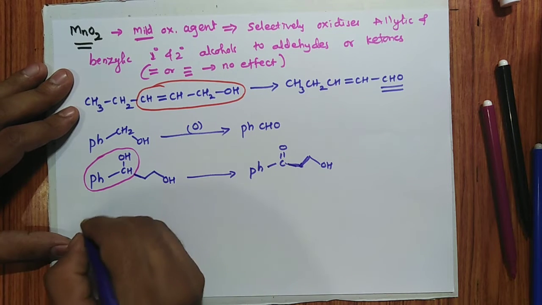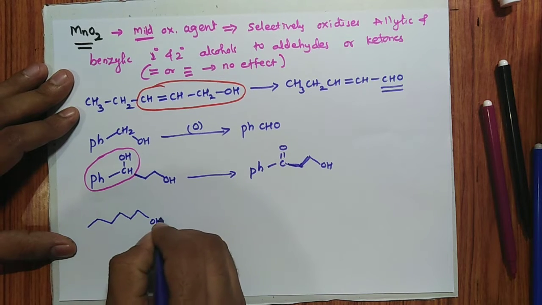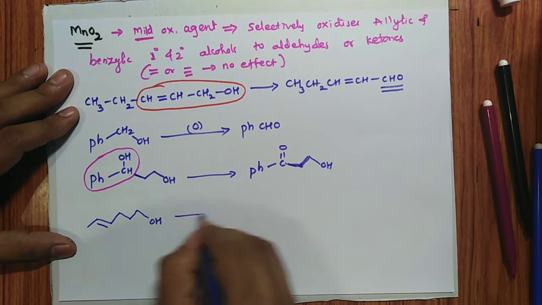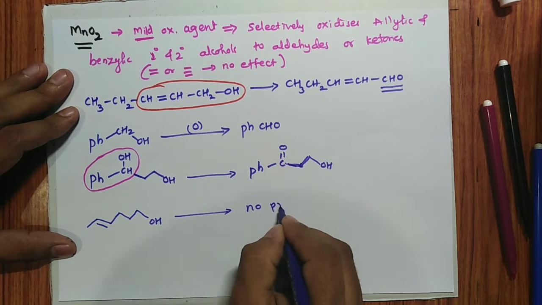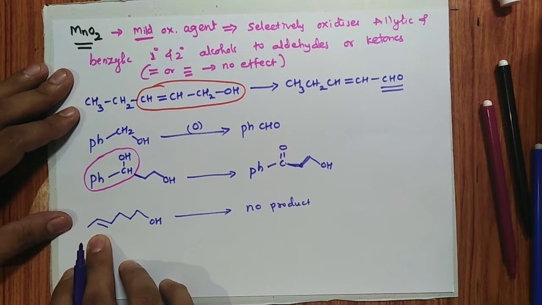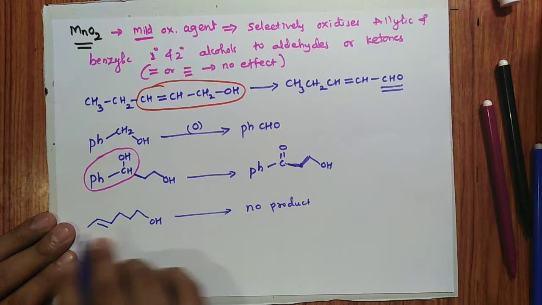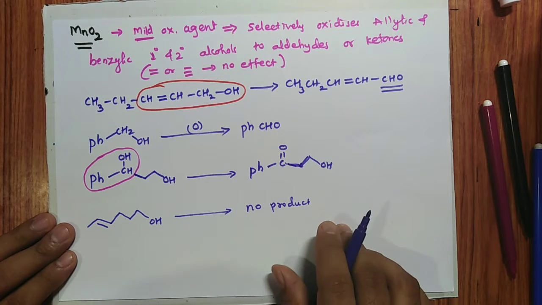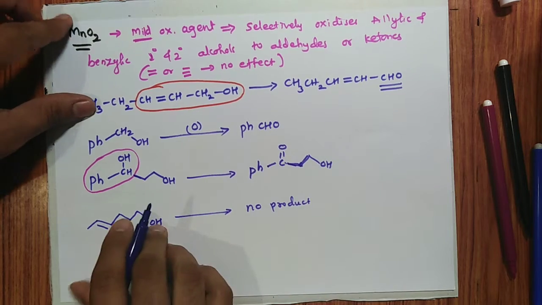So if the compound is like this, OH and double bond is here, now which is the product formed? So no product, remember. No product. Because here it is not allylic OH. There is no Ph, that is a benzylic OH. Hence this reaction never takes place in this particular case. This is about MnO2.